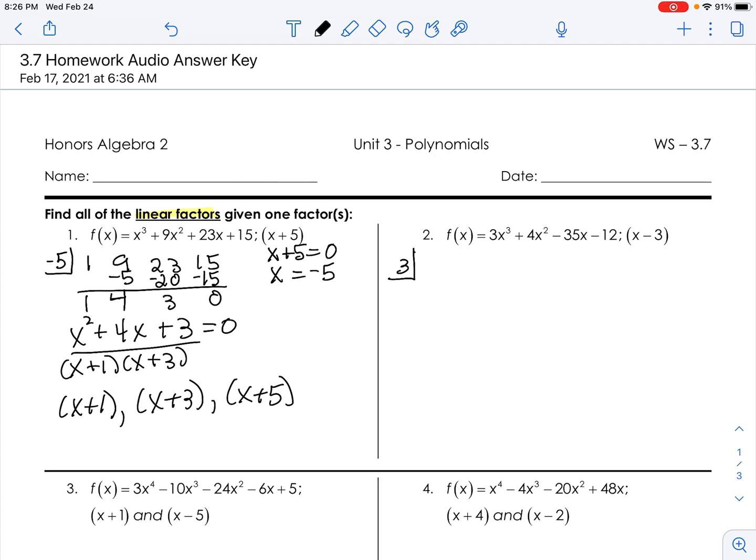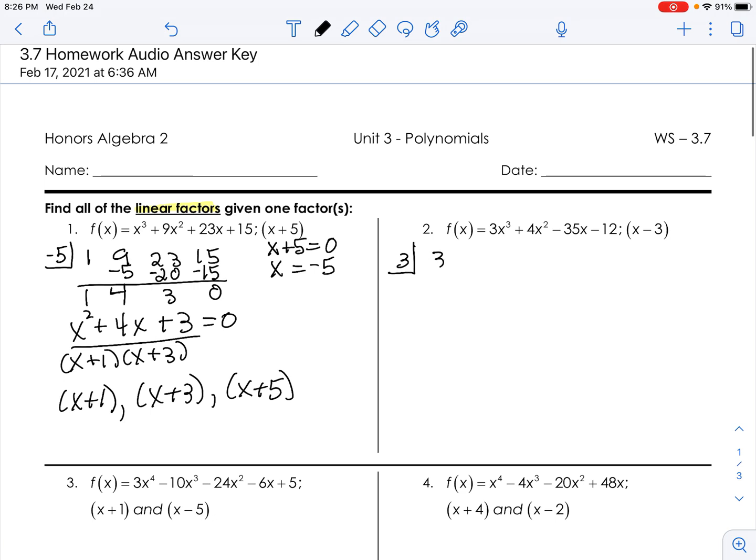Number 2, x minus 3 is the factor, which means 3 is the 0. Put 3 in the house: 3, 4, negative 35, negative 12. Synthetic division: bring down the 3, multiply 9, add 13, multiply 39, add 4, multiply 12, add 0. Again, you should get 0 for your remainder.